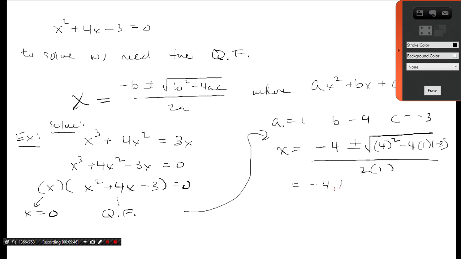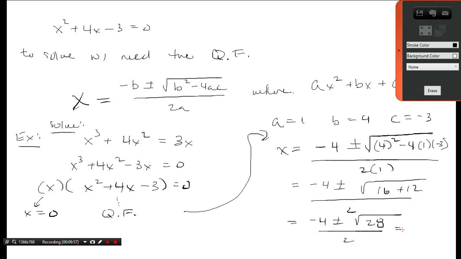But anyway, let's simplify this down. It gives us 16 plus 12 all over 2, which equals negative 4 plus or minus the square root of, what is that, 28? And in your mind, you say, oh, this simplifies. Yes, it does. Plus or minus 2 square roots of 7. Why 2 square roots of 7?